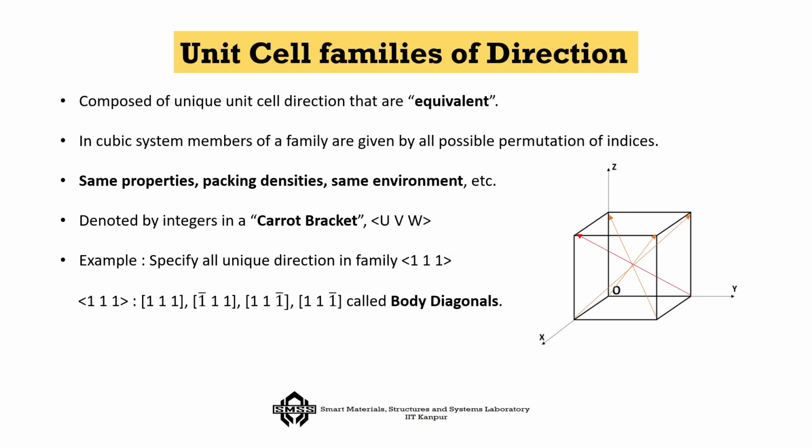Like the family of planes, for directions also there are equivalent directions. These are directions that have the same property, same packing density, same environment. A single direction is in the square bracket and the whole family is in the caret bracket. So, UVW like 1 1 1. The family 1 1 1 would mean all these possible directions. These are the body diagonal directions. So, this is the family of directions.